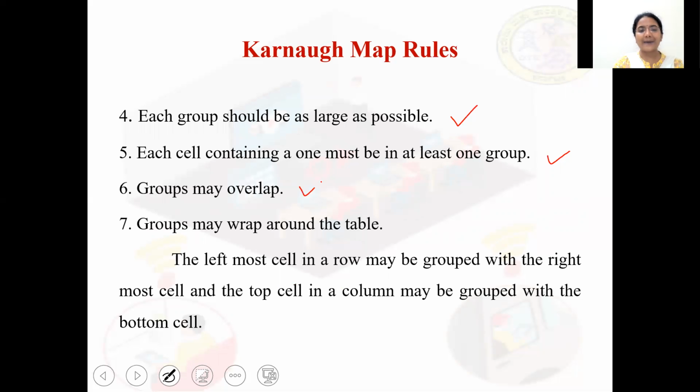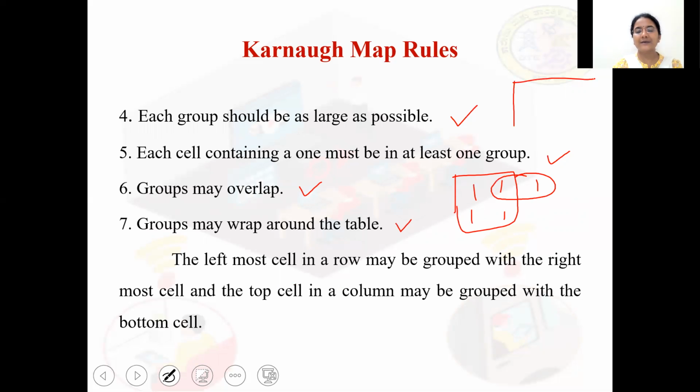Groups may overlap. If it is possible to do grouping, let us consider we have grouped 4 cells. But if you are having another one here, we can overlap this minterm if you can make it a larger group. Okay, the groups may overlap.